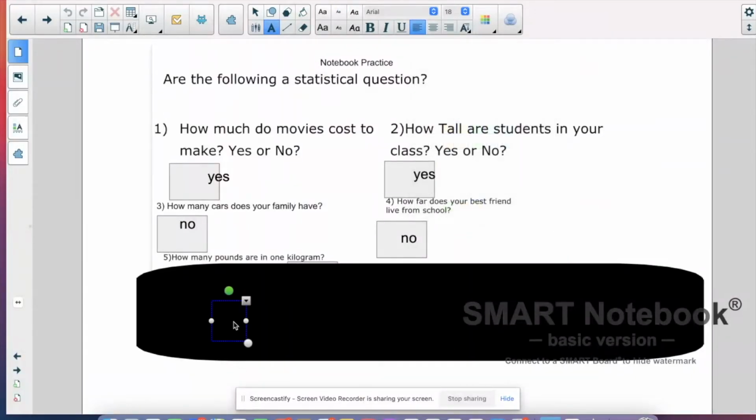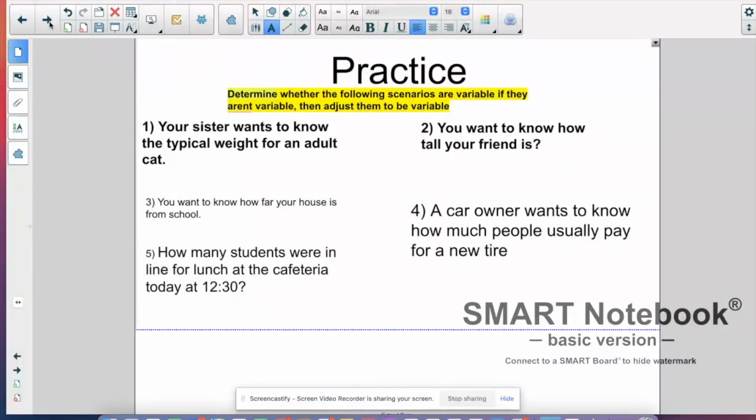Number 5, how many pounds are in 1 kilogram? There is a direct ratio of pounds to kilograms that is the same each time. This is not a statistical question, so this would be a no. Determine whether the following sentences or scenarios are variable. If they aren't, then adjust them to be variable.